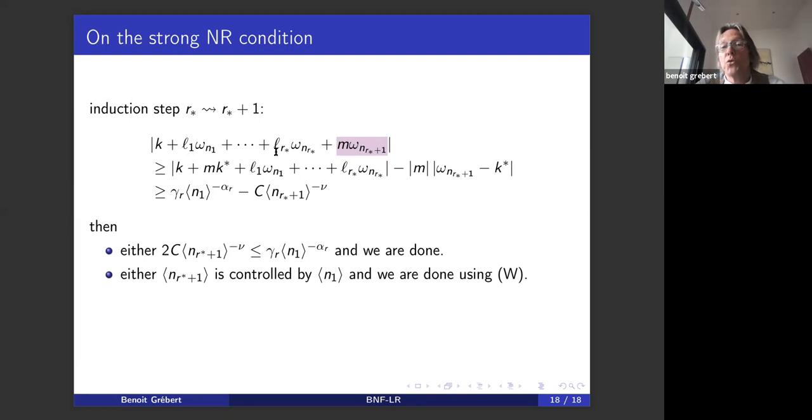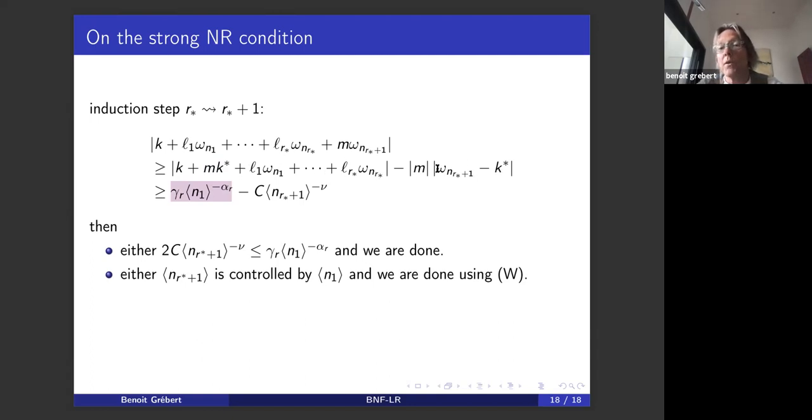So you decompose your expression, and you put in omega nr star the k star, which is the integer close to omega nr star. Then you put a counterpart in here, mk star, but it's not a problem. And you obtain two expressions. The first one, by your induction hypothesis, is controlled by gamma n1 to the minus alpha r. N1 is the smallest of these, N1 to nr star.